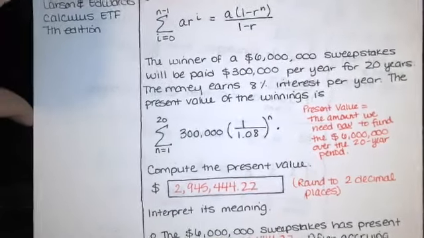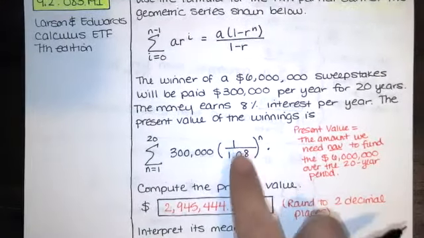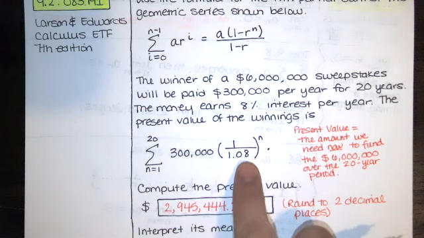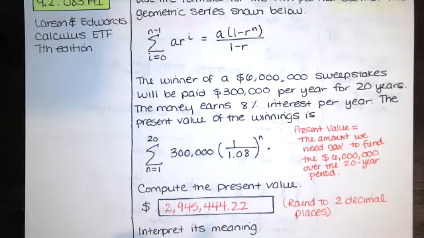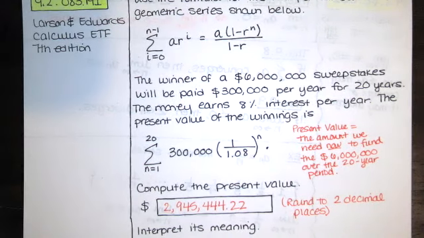Now there's a lot more to present value than this. If you're wondering, where did that come from? That 1.08 has something to do with that 8% interest. That would be derived in a finance class or in a class that covers a whole chapter on finance and annuities and present value and future value.